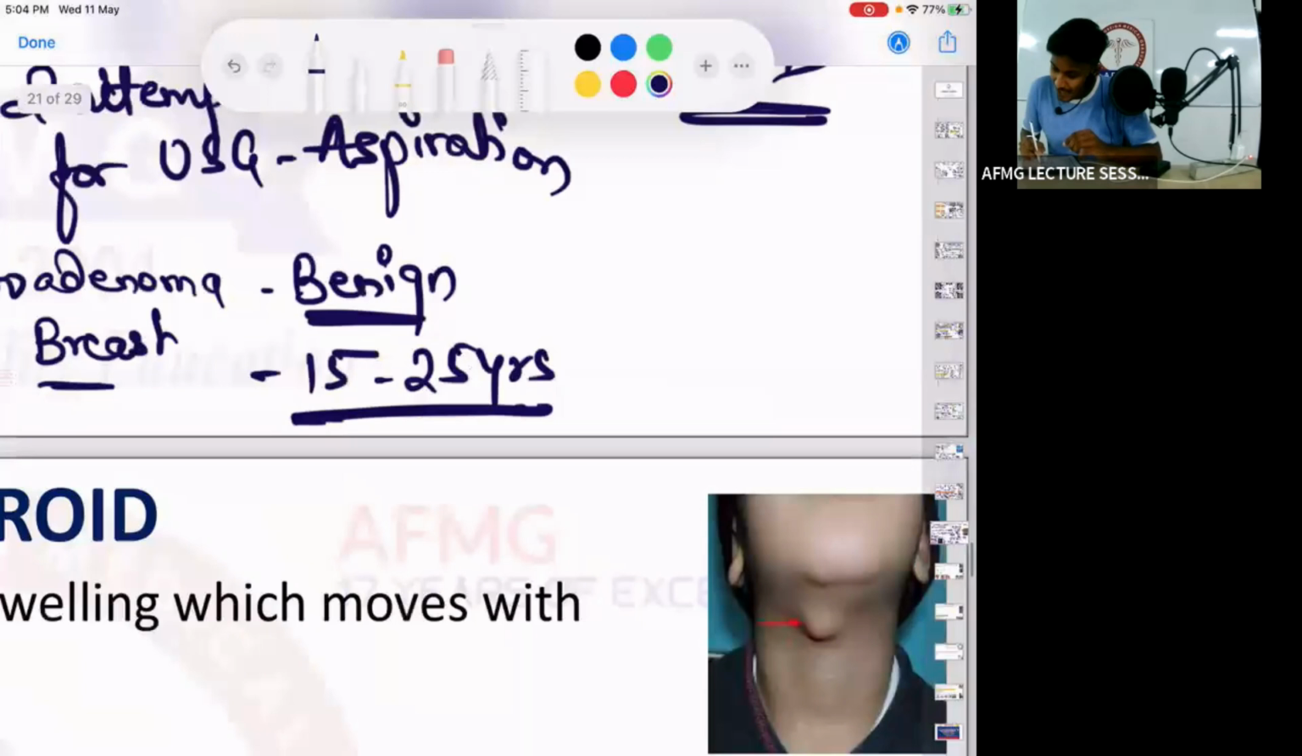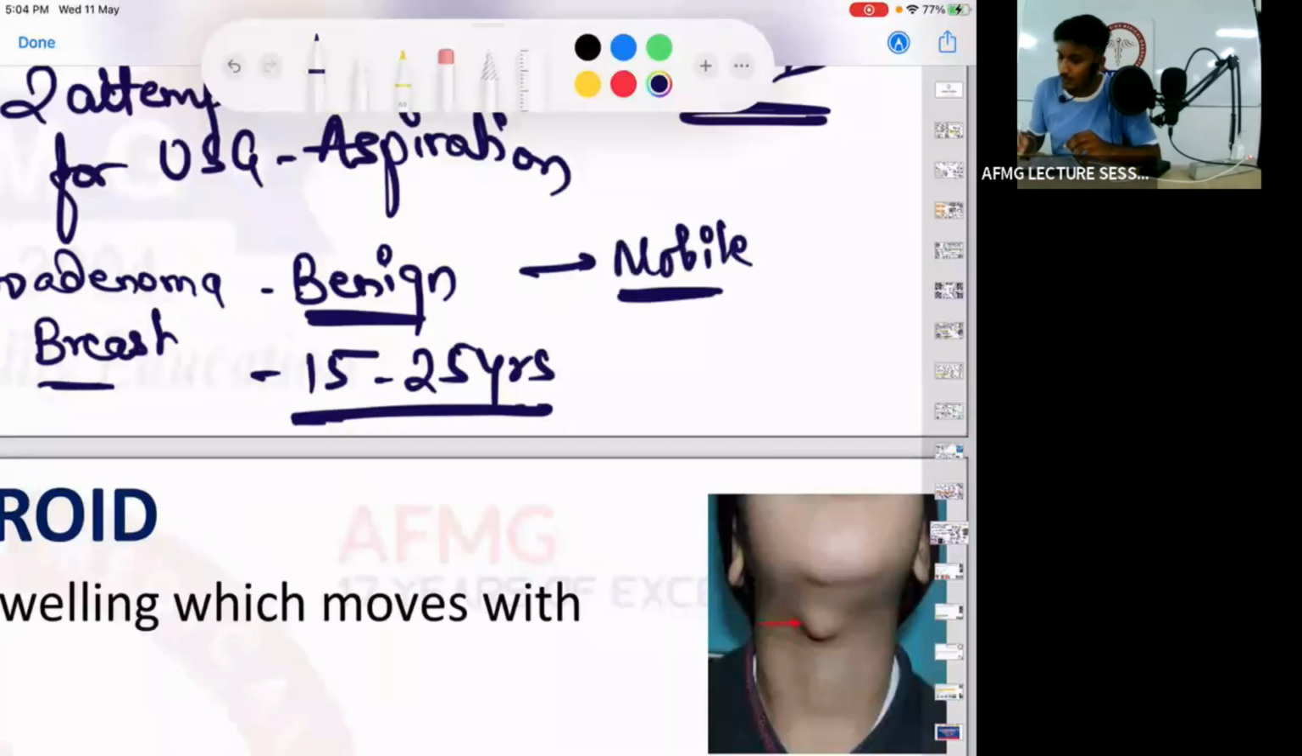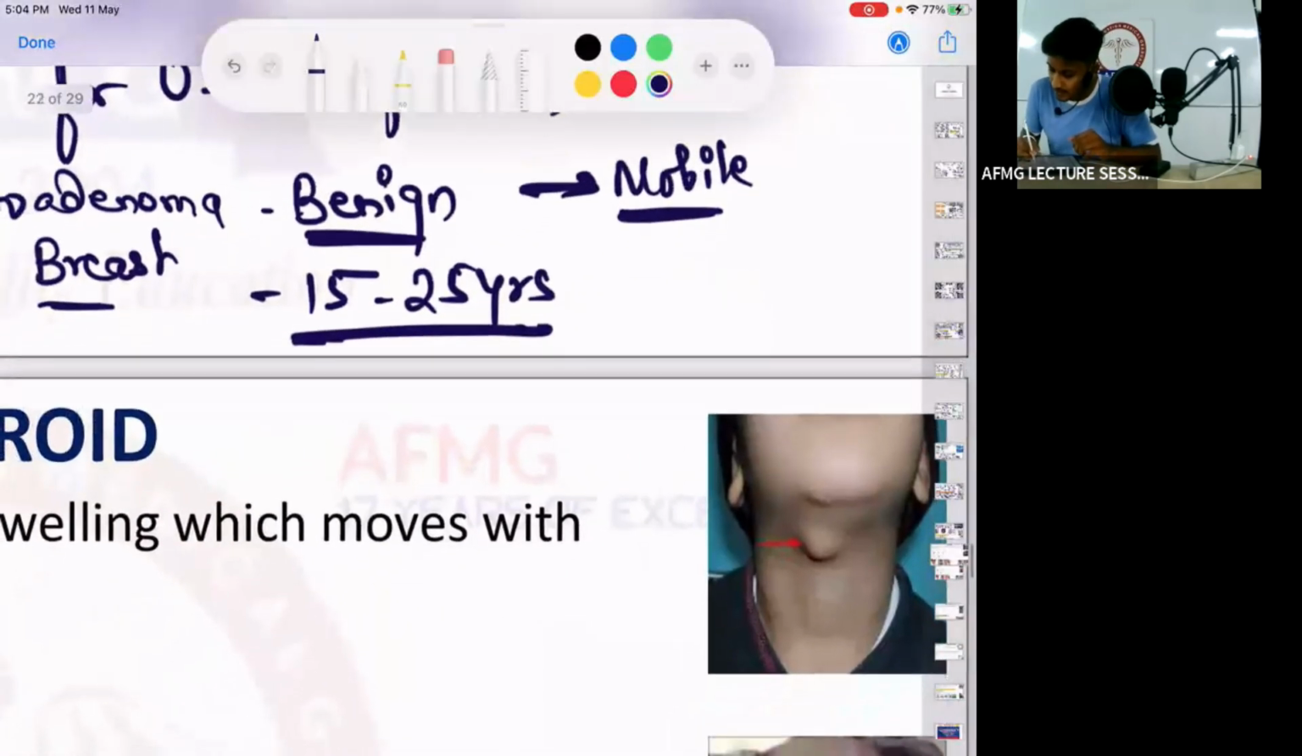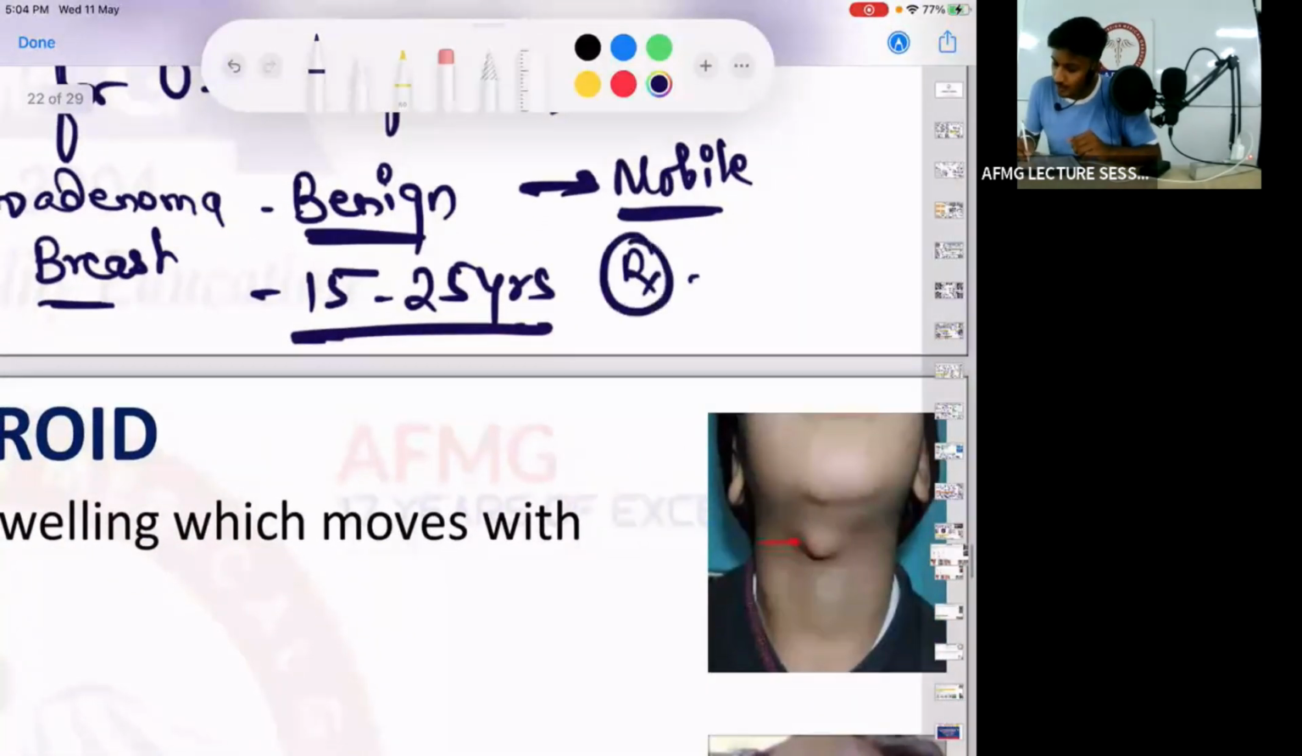And fibroadenoma on palpation, it would be a firm tumor and it would be mobile. And therefore, as it is mobile, it is called as breast mouse. What is the treatment of choice? Treatment would be observation and follow-up.